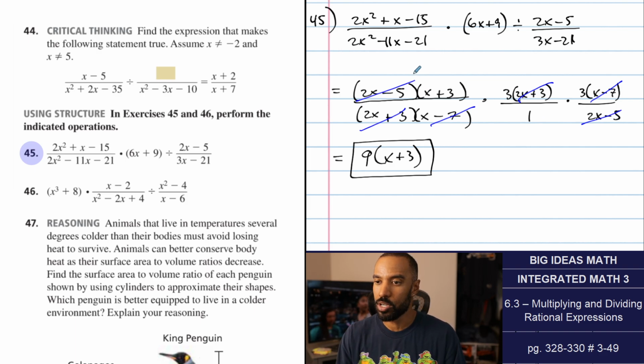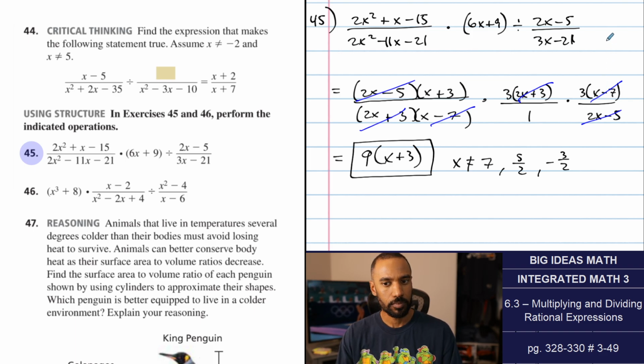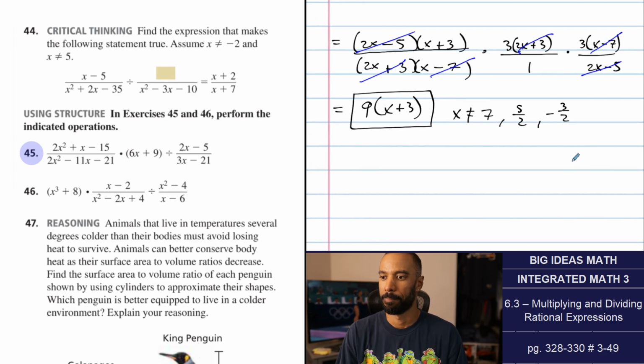Now, there were a few restrictions here. What were they? Among them, x couldn't equal 7. If I add 5 and divide by 2, x couldn't equal 5 halves. And if I subtract 3 and divide by 2, x couldn't equal negative 3 halves. Now, how about this one before the flip? Oh, that was 7, so we're good there. So those are the 3 that it can't be.